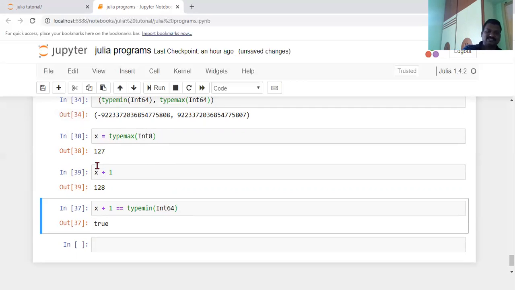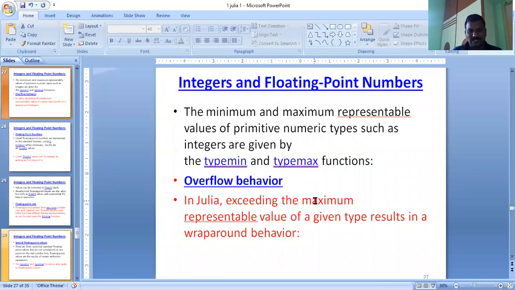Here, if it is the minimum, why? Because it gives output like this, in the sense 128. Previously the output here is a minus value. Here our system is a 64-bit system, but I am writing the integer 8. That's why the next integer value here is 128. In this way you are representing the integer values here.